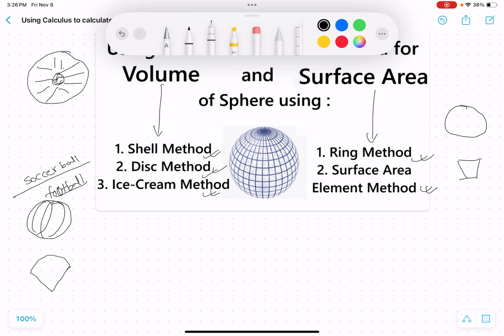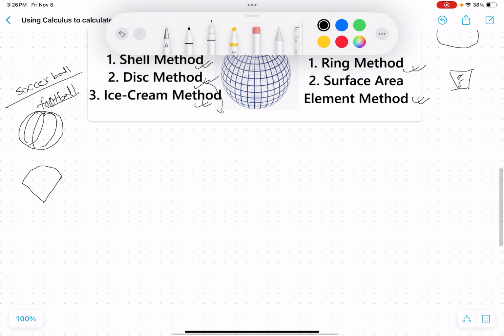Okay, now let's start with the disk method. We want to find the volume. So using the disk method, I'll explain. Let's say we have a sphere. First of all, we will consider the half sphere and not consider this other half. We will find the volume of the half sphere and then multiply by 2.